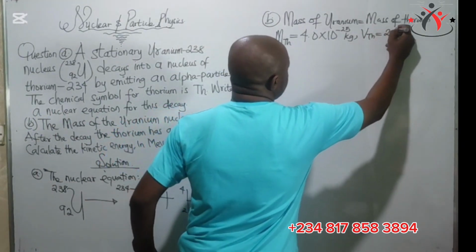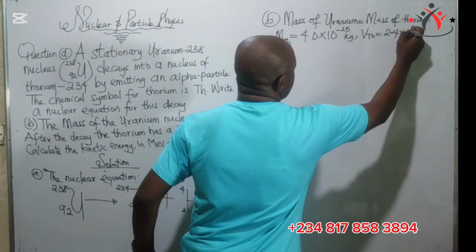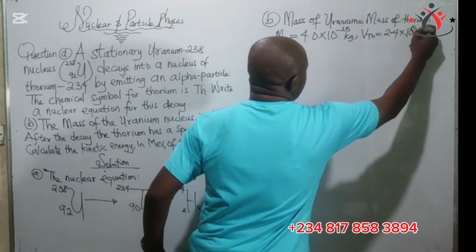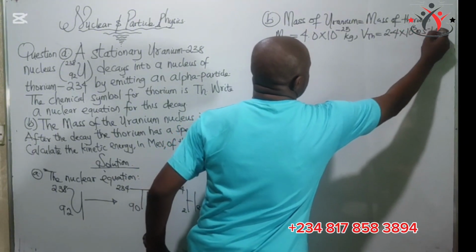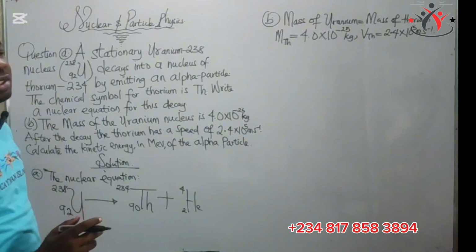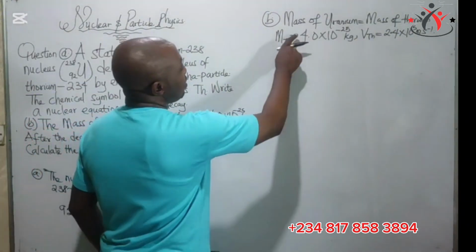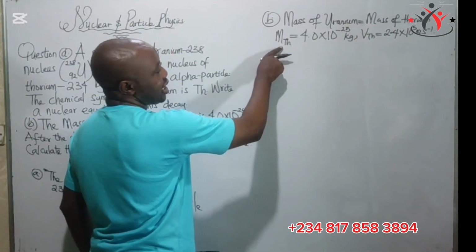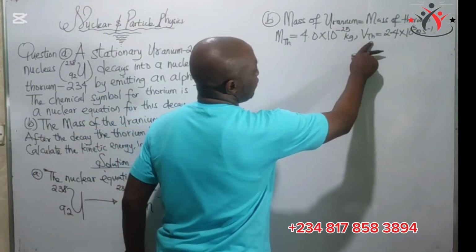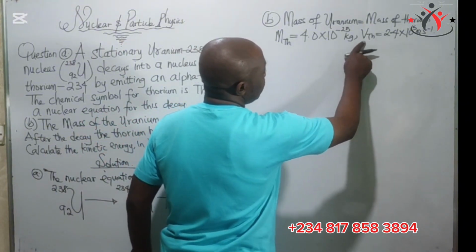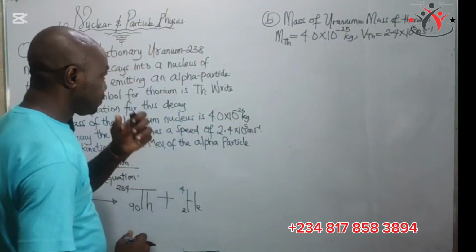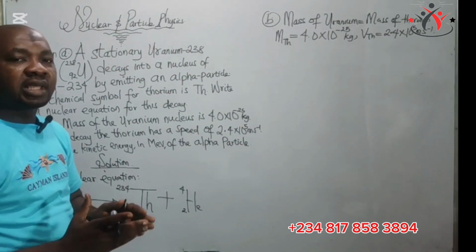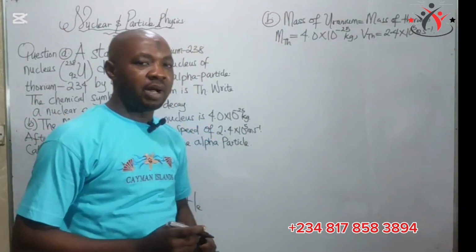That would be 2.4 multiplied by 10 raised to the power of 5 meters per second. That's the velocity of thorium. So don't forget, the mass of thorium is m_Th, and the velocity of thorium is v_Th. Now, we want to calculate the kinetic energy of the alpha particle.